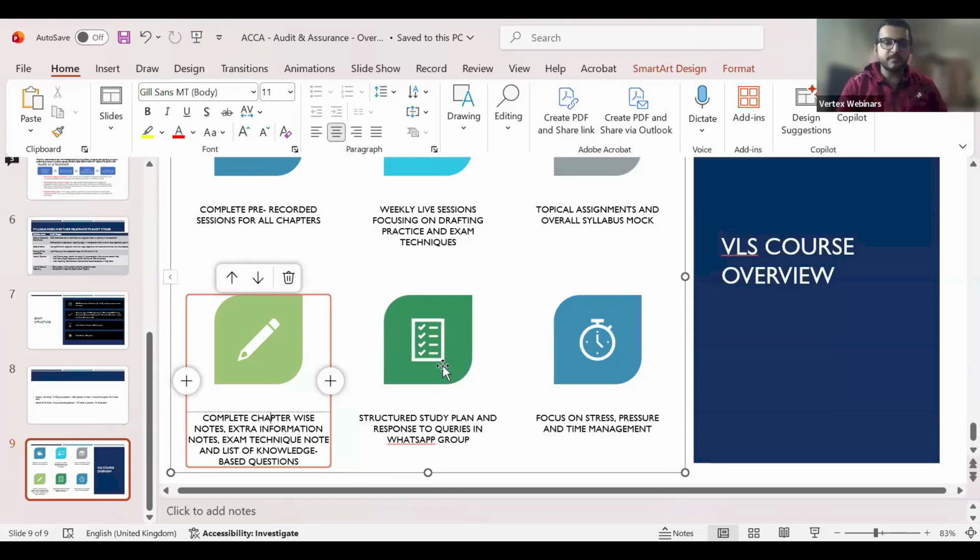The structured study plan will definitely be available on the website in a couple of days, and a weekly study plan will be sent out by me in the WhatsApp group after every live session. Just after a day or two of a live session, I will send over a study plan for the upcoming week and pin the message so that you can refer to it later on.